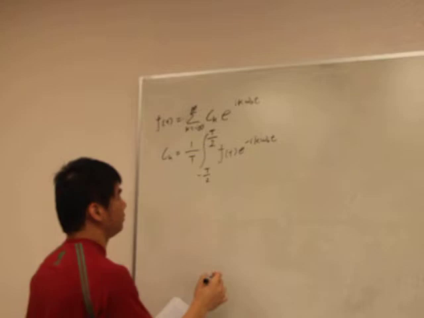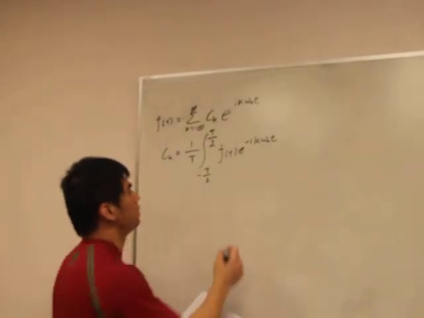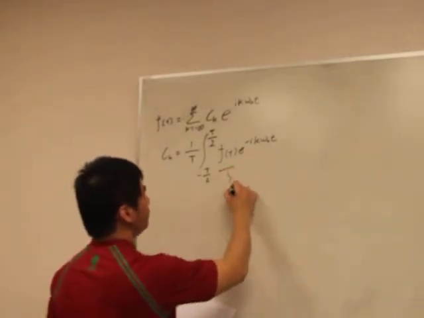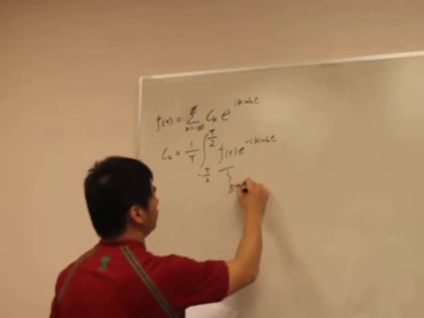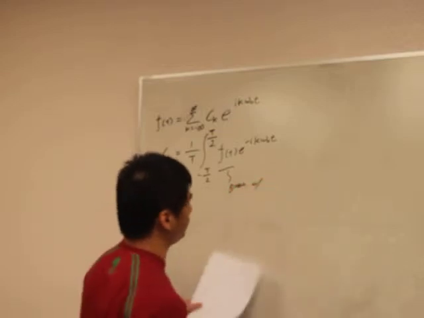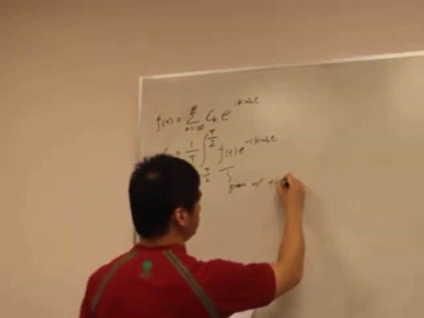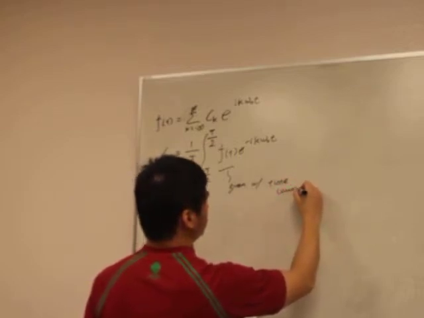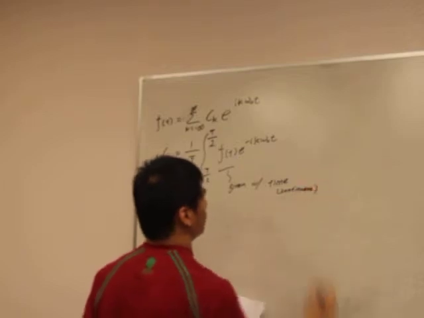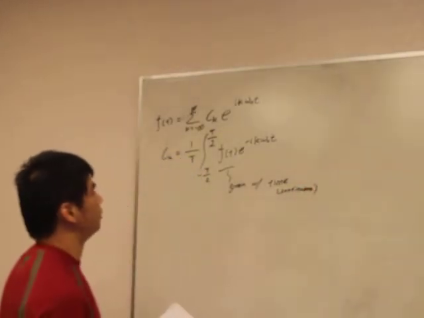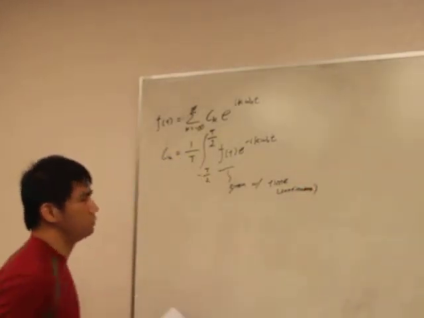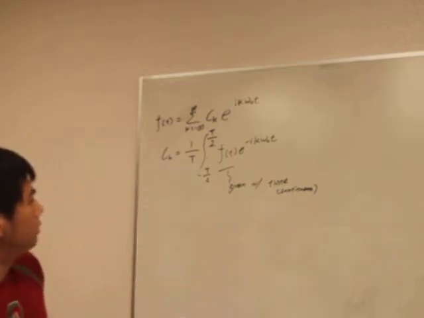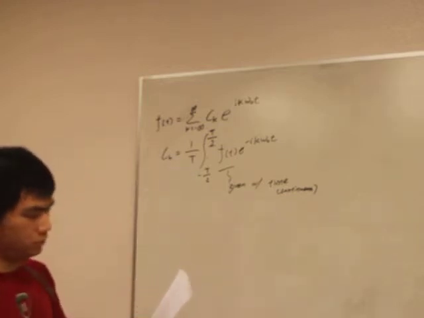So here the function f of t is really given with a continuous time. Continuous. So that's why we use the integral to find the coefficient.